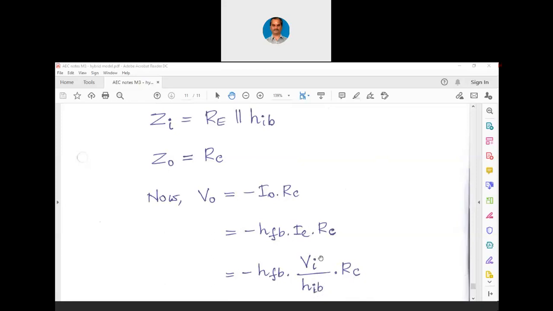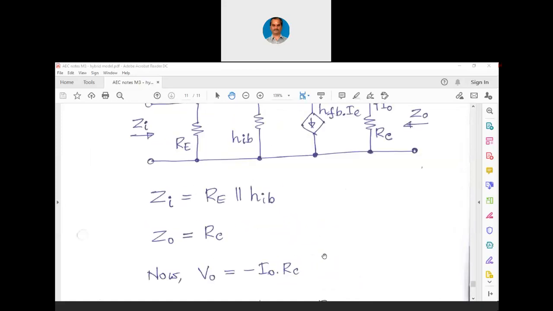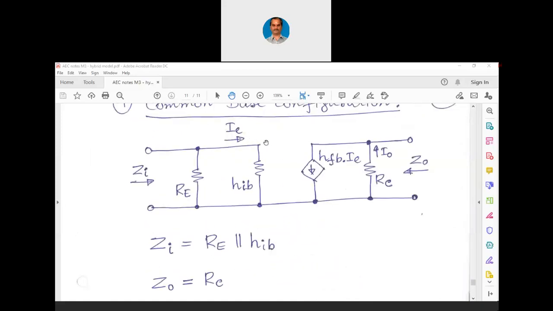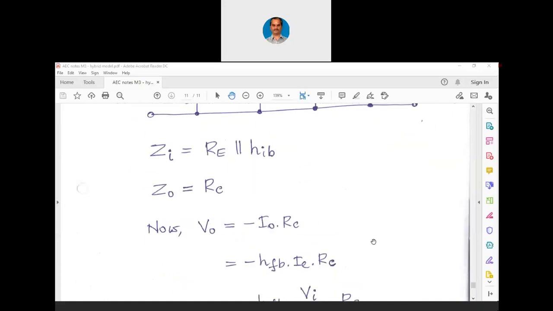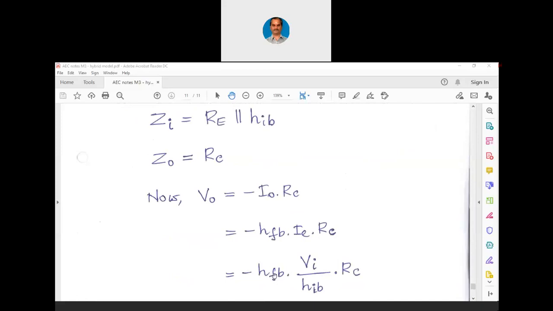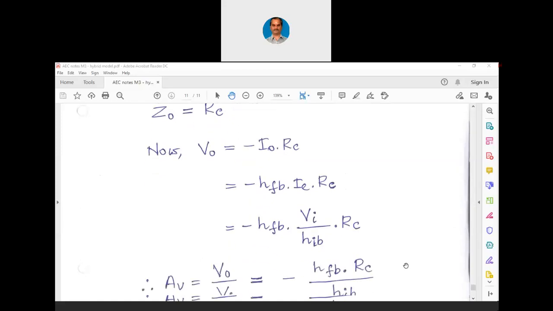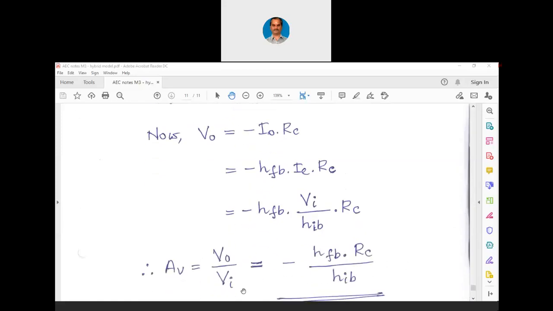Input divided by HIB, that resistance at the input. The total thing is VI here, and there is HIB here. VI by HIB into HFB is already there, so HFB into VI by HIB into RC. So AV, which is V0 by VI, equals minus HFB into RC divided by HIB. This way we get the expression for voltage gain.